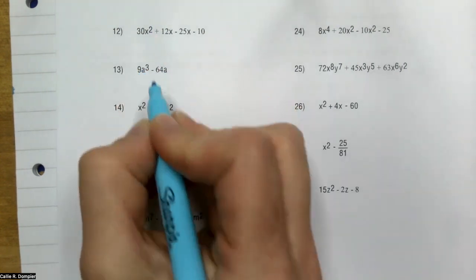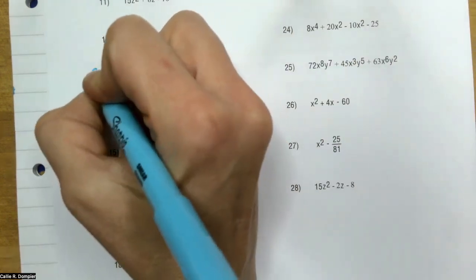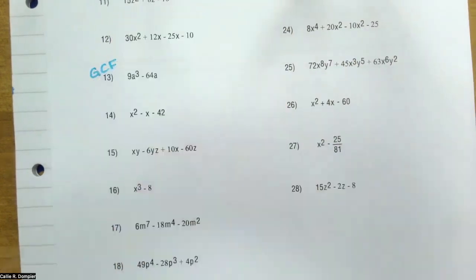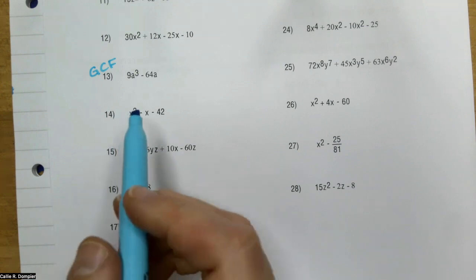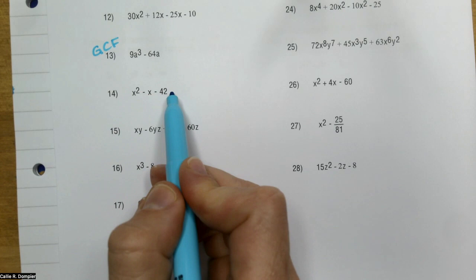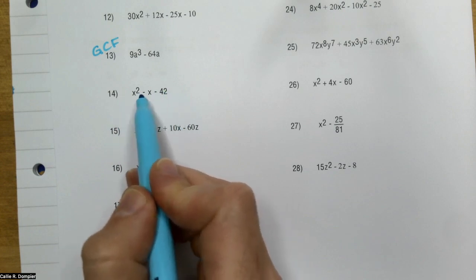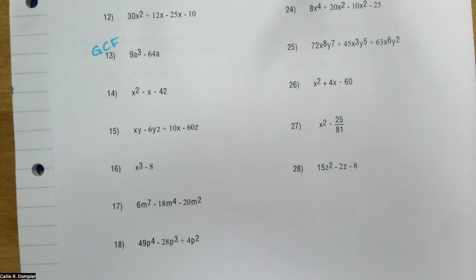I have the variable a in the first term and the variable a in the second term, so I am going to say that that is factorable by a greatest common factor. Good? Number 14 is x squared minus x minus 42. They do not all have a variable, and there are no coefficients besides 1 in the first two terms, so that is not factorable by greatest common factor.